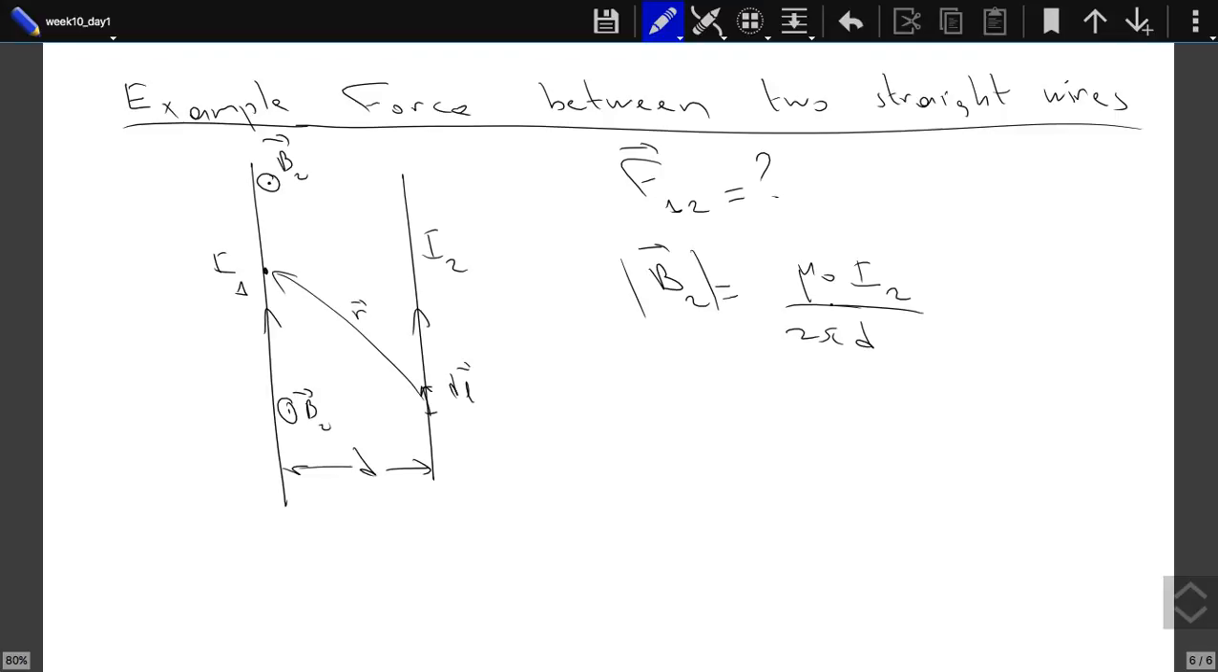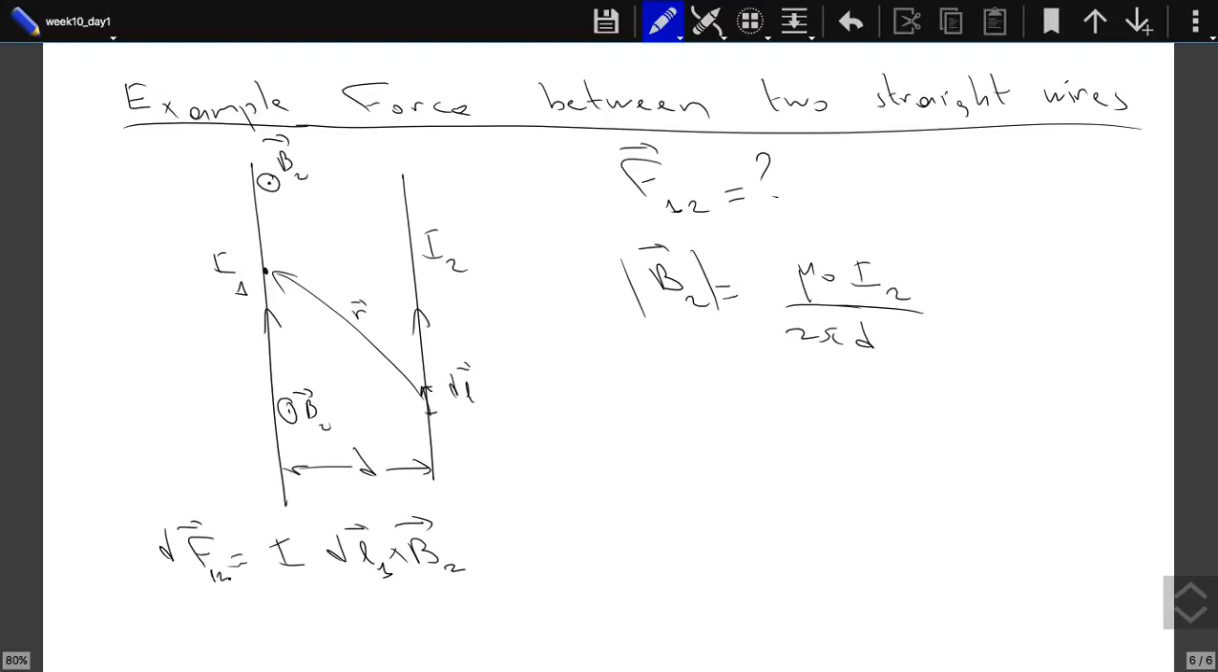Now let's look at the force acting on the first wire. Remember, the force acting on a segment of wire was written as I times dl cross B. In this case, we are taking a segment in the first wire, so let's just call it dl1. And we are not looking at the total magnetic field, we are only considering the magnetic field created by the second wire. This is the F12, the force acting on the first wire due to the second wire.